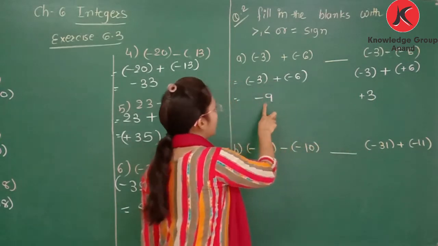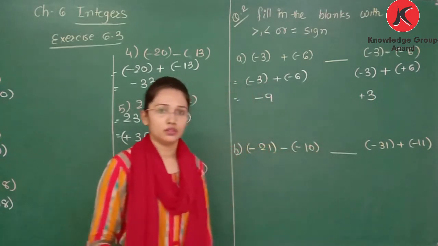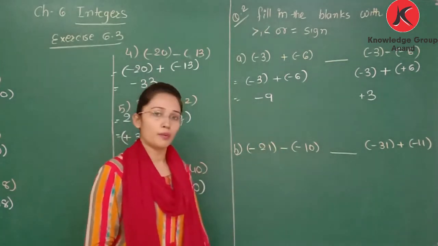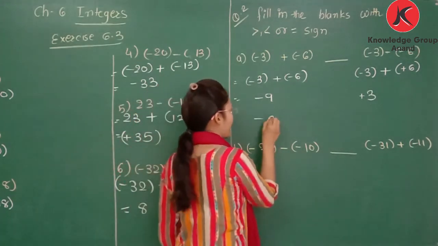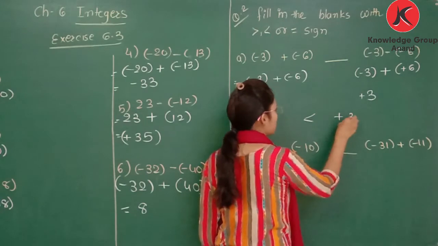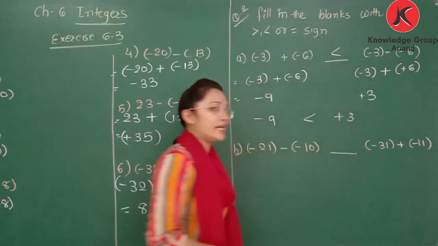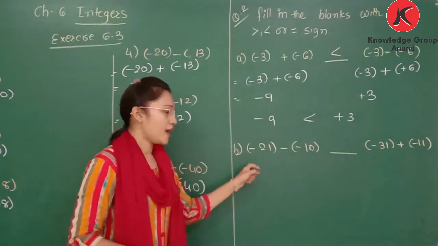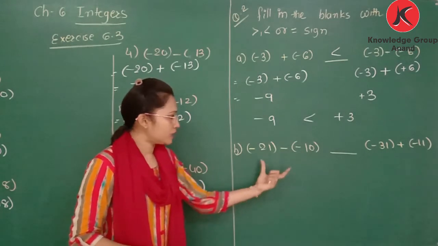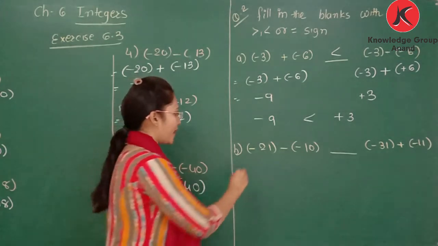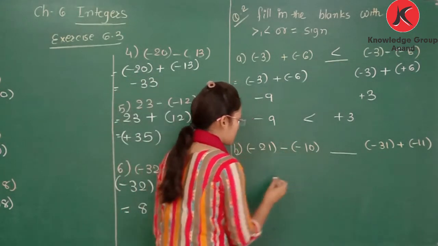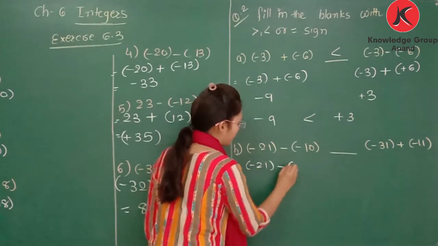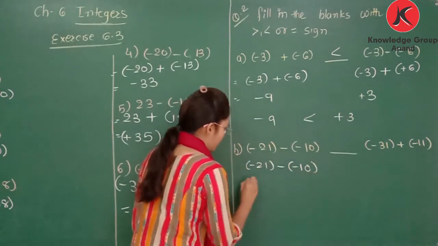Now which one is greater? Minus 9 or plus 3? Always a positive number is greater, so we can write minus 9 is less than plus 3. So here there will be less than sign. Now next one, again simplify both sides. Minus 21 minus minus 10, so we can write minus 21 minus minus 10.